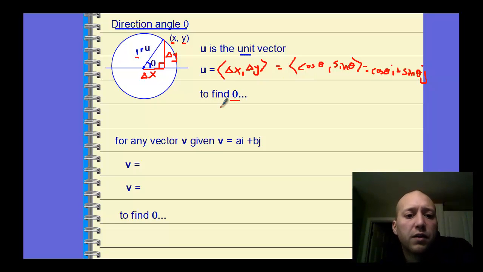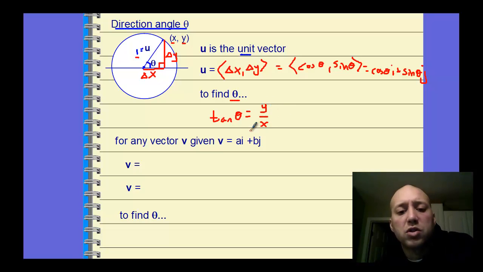To find theta, if we don't know theta, we can find it by using the tangent. The tangent of theta is just going to be the opposite y over the adjacent x. And so we can do the inverse tangent of both sides to find the theta value.